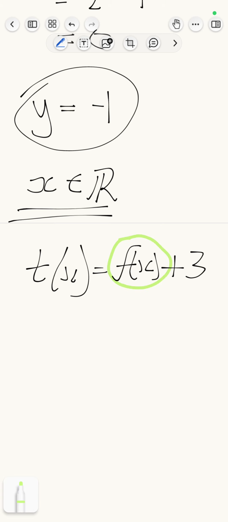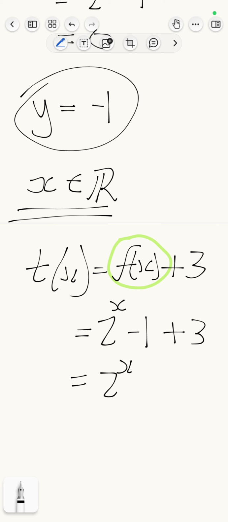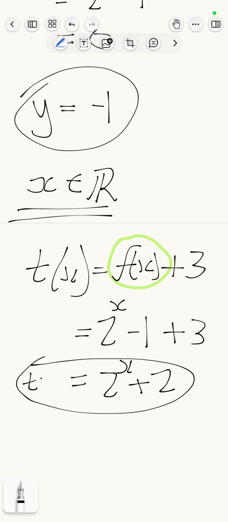Okay, so let's go in and replace that. Let's go substitute that. We know that that is 2 to the power of x minus 1. They gave me that in the question above, right? And let's add the plus 3 there. So this is now 2 to the power of x minus 1 plus 3. That's going to give me a plus 2. So this is now the new graph, which is t.